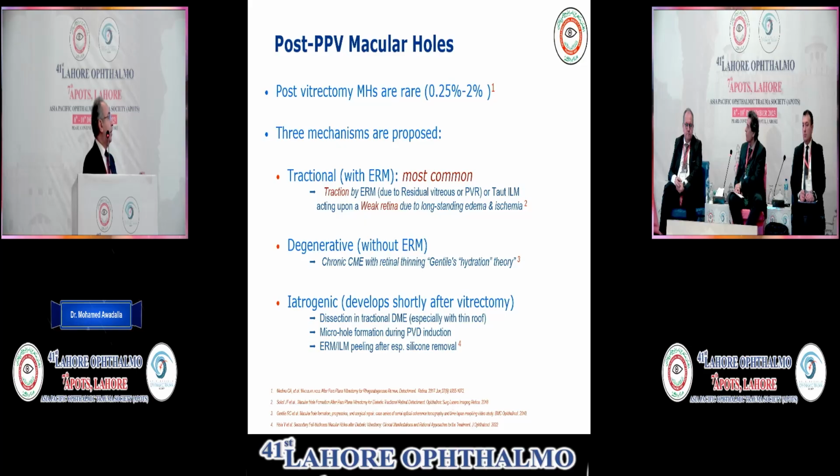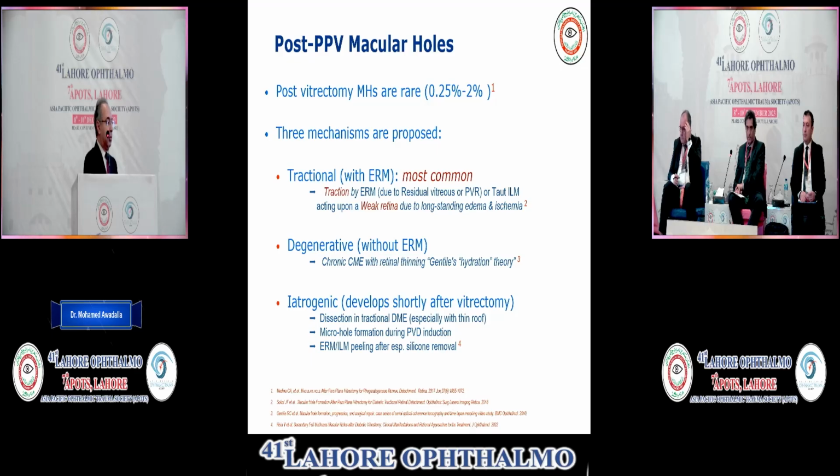And we have 3 types of macular holes that occur after vitrectomy. We have the tractional one, where you can find an epiretinal membrane clinically or by OCT, which is the most common. The suggested theory is that traction by the epiretinal membrane, due to any residual vitreous cortex or PVR, sometimes a taut ILM, acts upon a weak retina with long-standing edema and ischemia and can develop this type of macular hole.